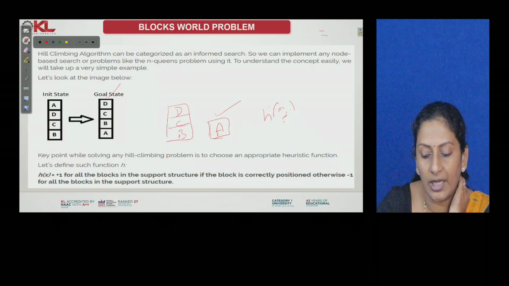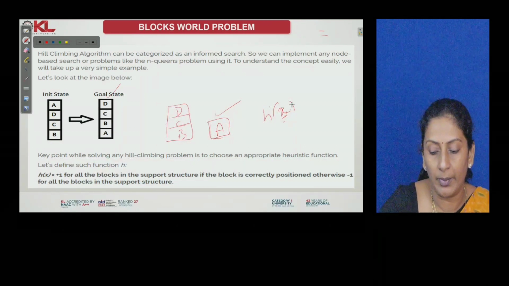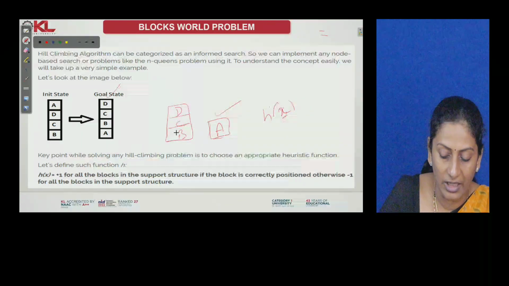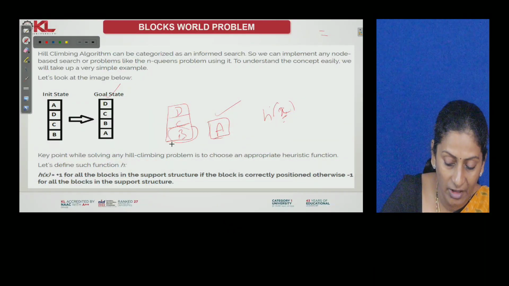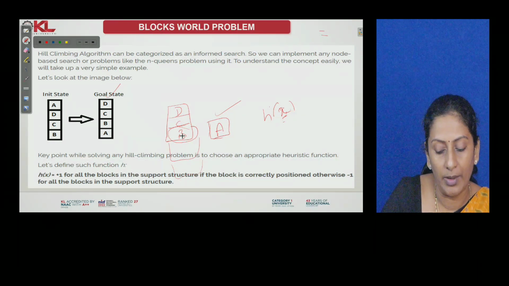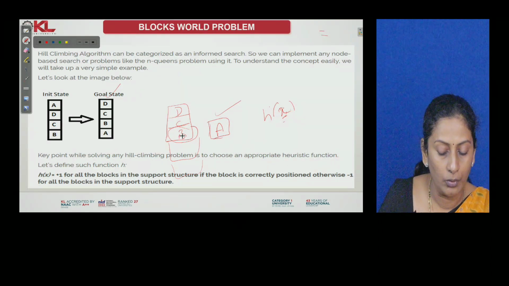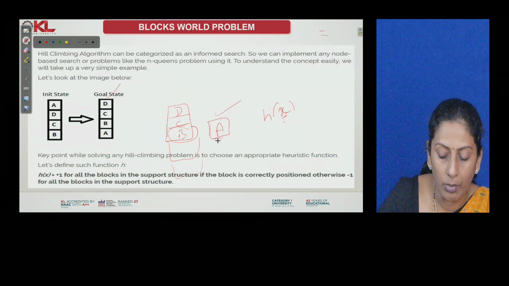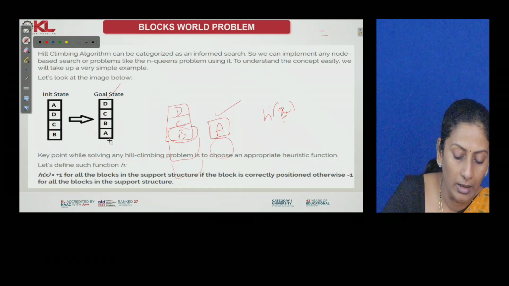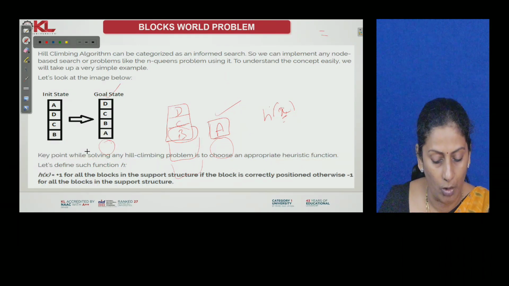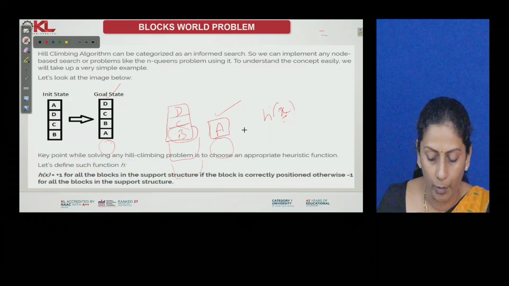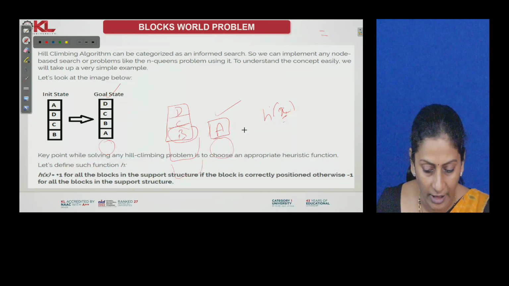So this X is the state, right? In that particular state we will find out. For example, when I find the heuristic value of block B, I will check for the supporting blocks under B. There are no supporting blocks under B in this state, so we need to do nothing. I will check the supporting blocks under A. Under A, in the goal state, there should not be any supporting block. Here also we don't have any supporting block, so no need to do anything.